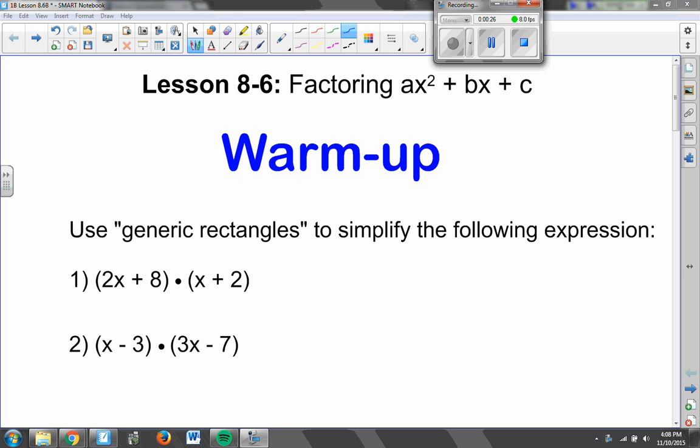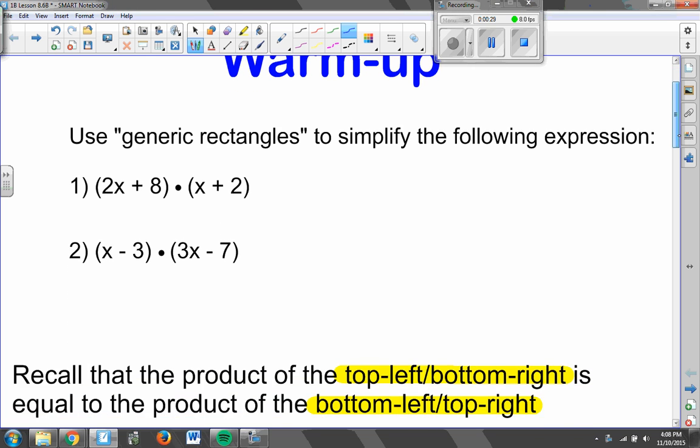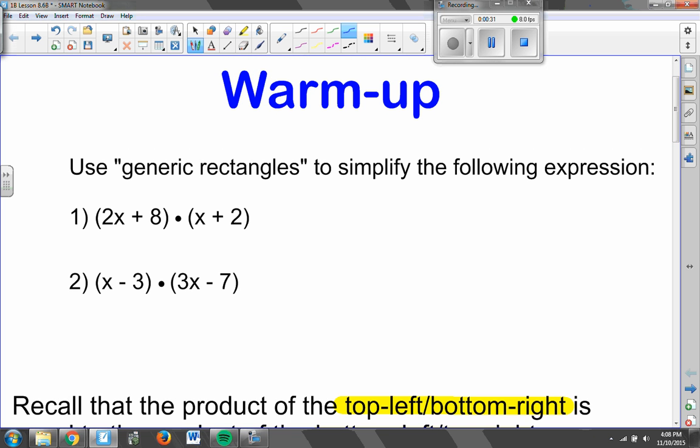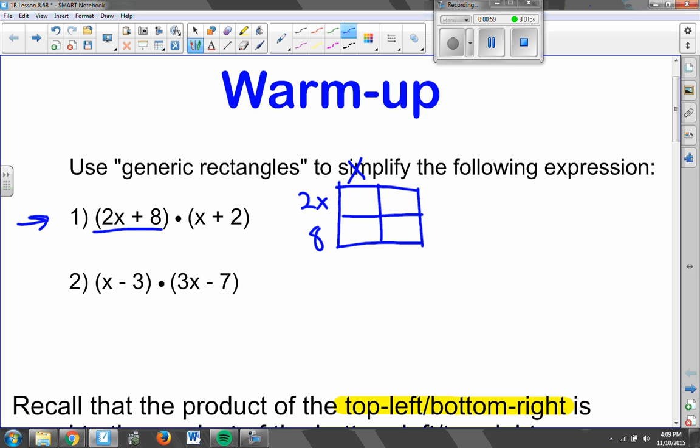First, I want to review what generic rectangles look like. So we're going to look at these two one-off problems here. And we're going to use generic rectangles to simplify them instead of using FOIL as we have been doing in the past. So for number 1, I will make a generic rectangle here. And along the left side, I will put my first binomial, which is 2x and a positive 8. And then along the top, I will put my second, which is an x and a positive 2.